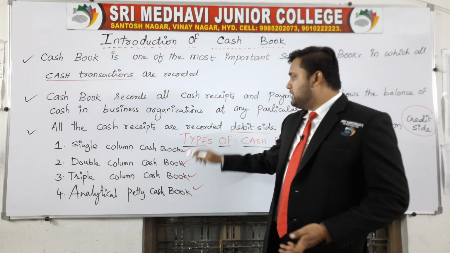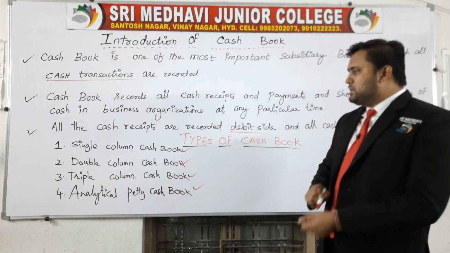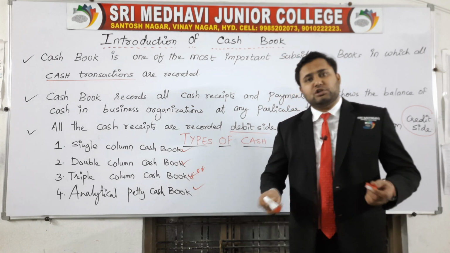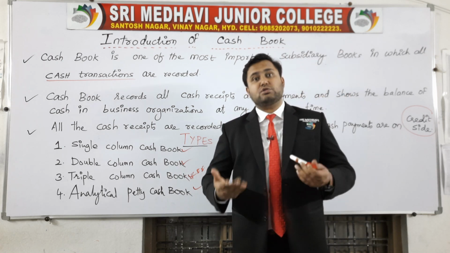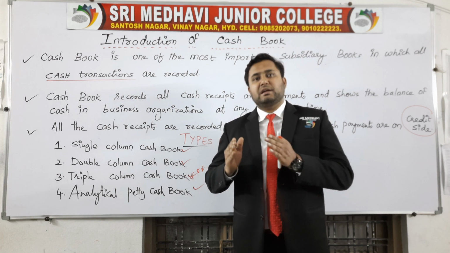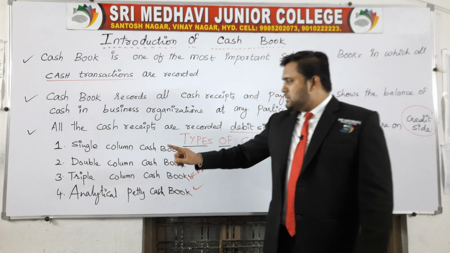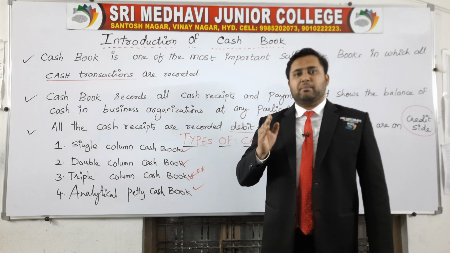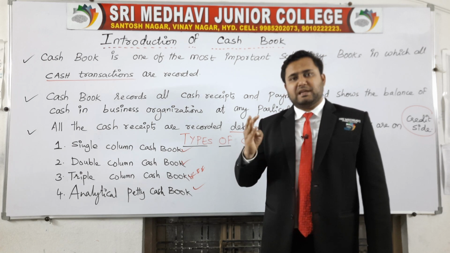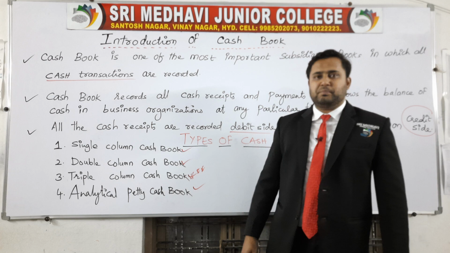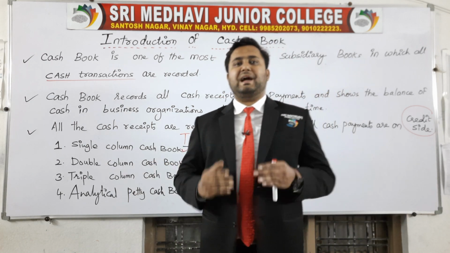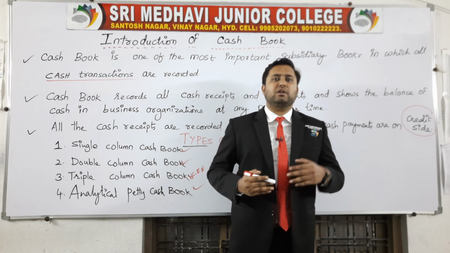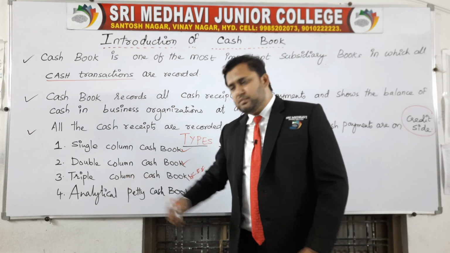Whereas the most important cash book out of all these four is triple column cash book. This is the most important cash book, triple column cash book, which is also known as three column cash book, which is also known as cash book with bank, cash and discount column. In this book we record all the cash related transactions, which might be either cash receipts or cash payments. So, this is the most important book.